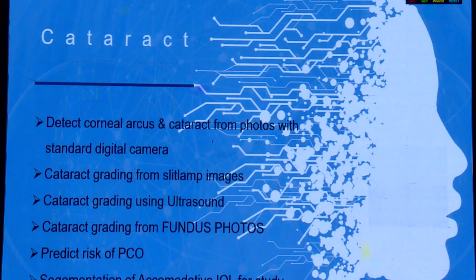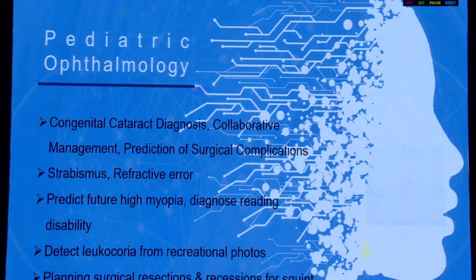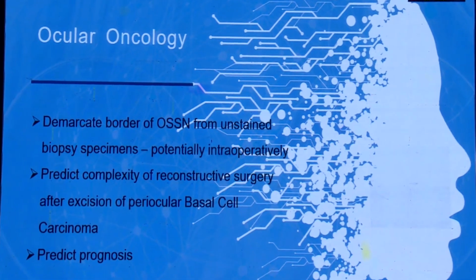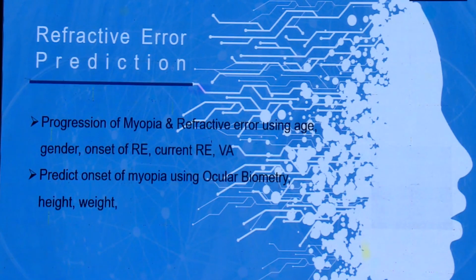Cataract grading, you can do from slit lamp, from ultrasound, from fundus photos. Predict PCO risk. Pediatric ophthalmology, there are lots of things, including if you just go through Facebook, let the algorithm go through Facebook, you can identify leukocoria. You can demarcate ocular squamous cell neoplasia from unstained specimens. You can predict progression of refractive error and so on.